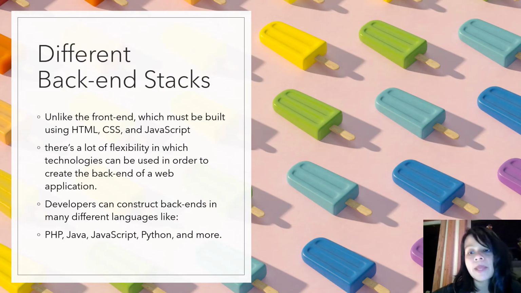Okay, so next I want to talk about different back-end stacks. So unlike the front end, which must be built using HTML, CSS, and JavaScript, there's a lot of flexibility in which technologies can be used in order to create the back end of the web applications. Developers can construct backends in many different languages like PHP, Java, JavaScript, Python, and more.